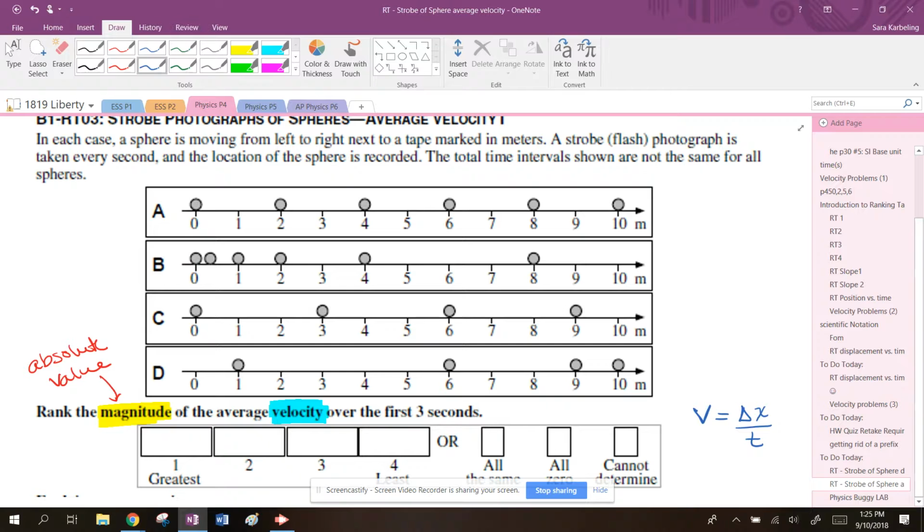And then the other thing that's a little bit different in this question is that it's not over the first 2 seconds, but it's the first 3 seconds, okay? Give it a shot. You can talk to your table mates. Come up with an answer.